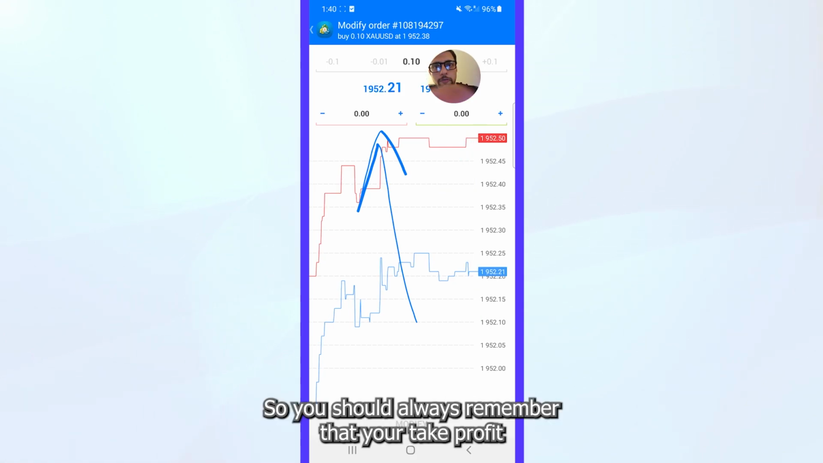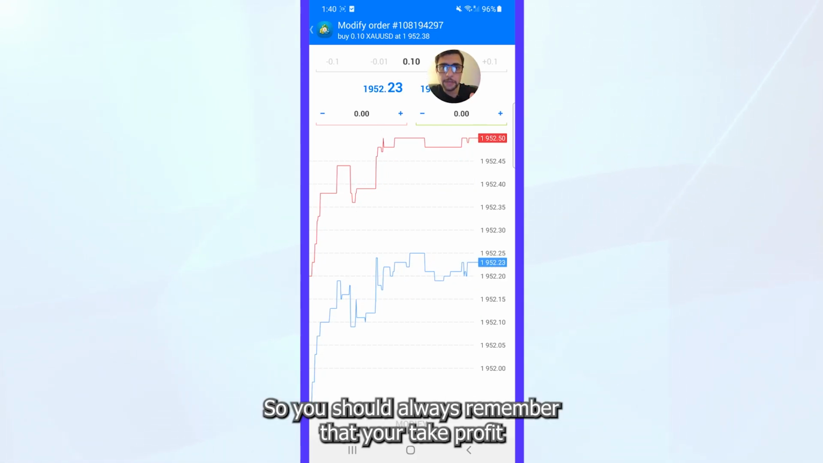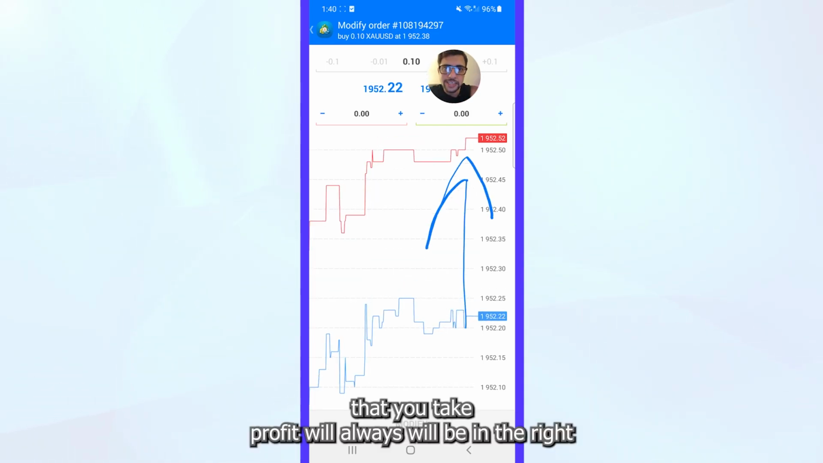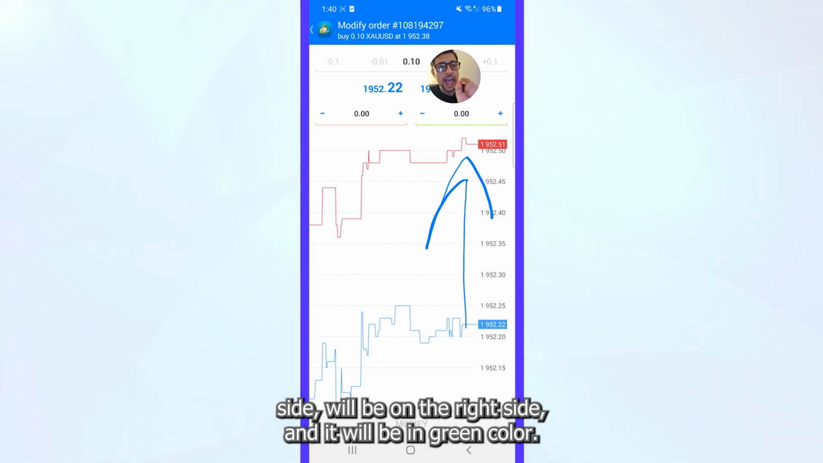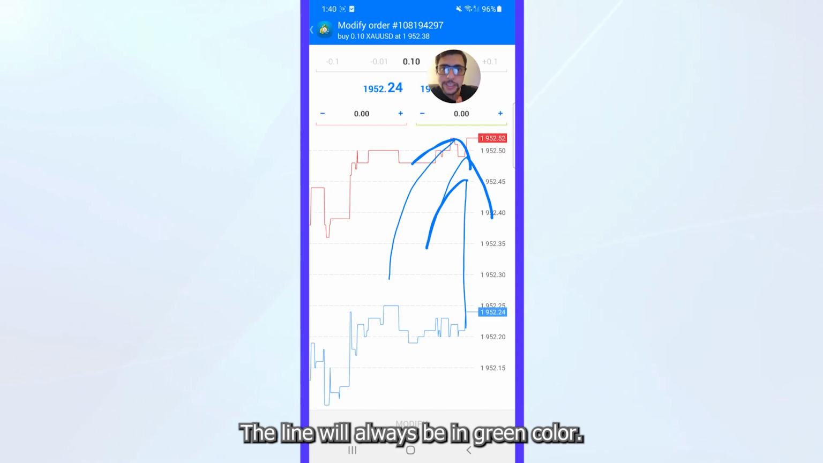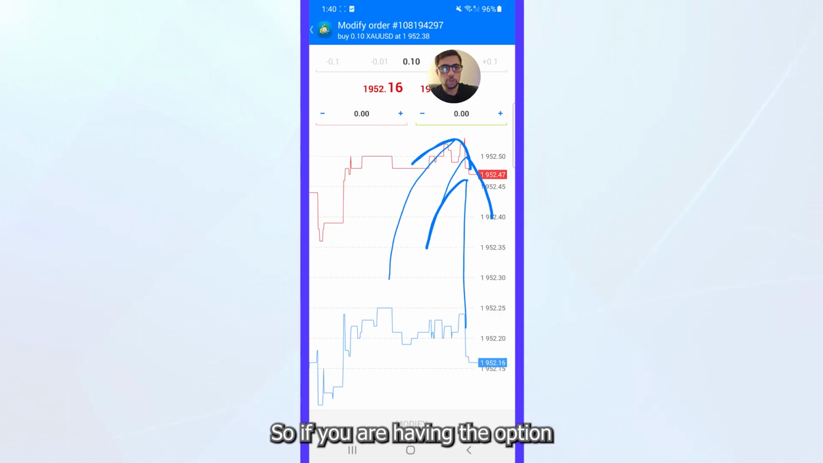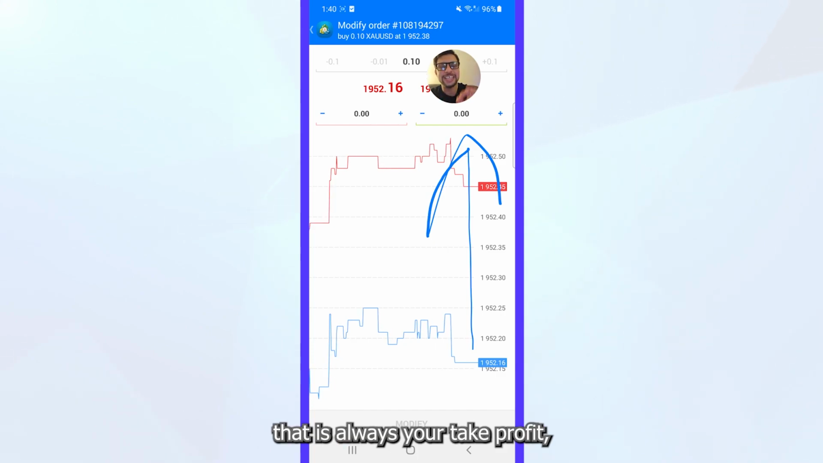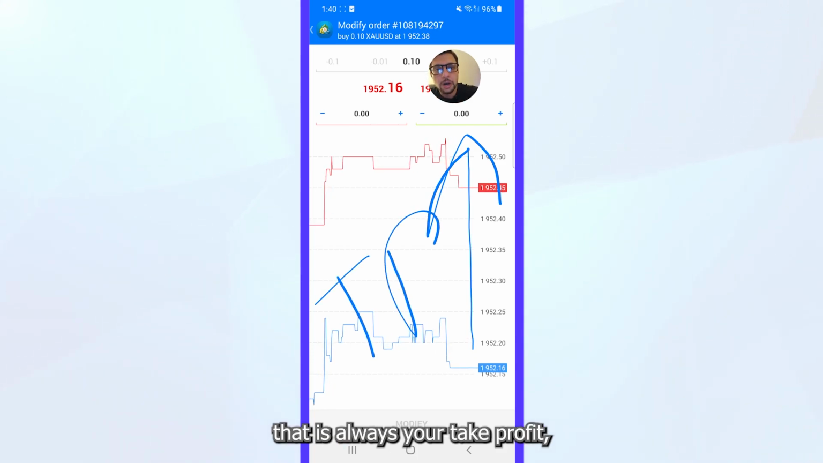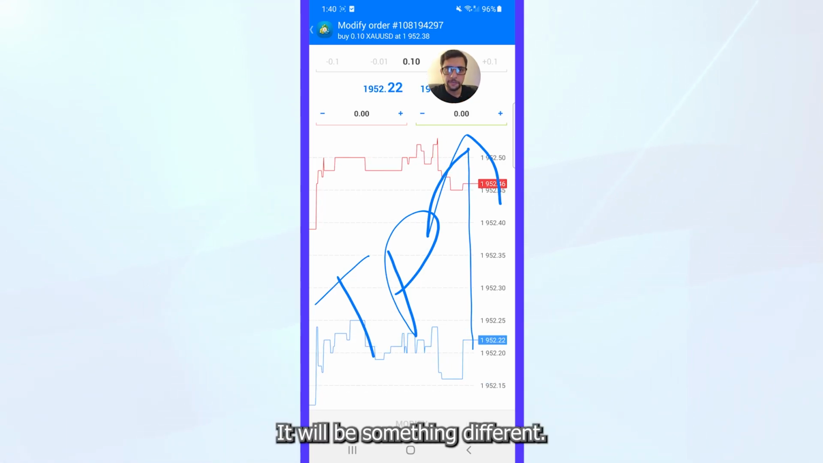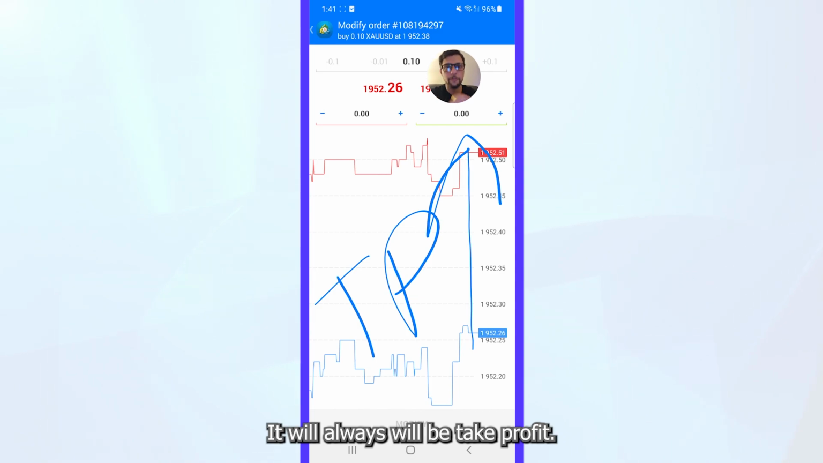So you should always remember that your take profit will always be on the right side, and the line will always be in green color. So if you have the option to fill the price on your right side, that is always your take profit. It will never be something different, it will always be take profit.